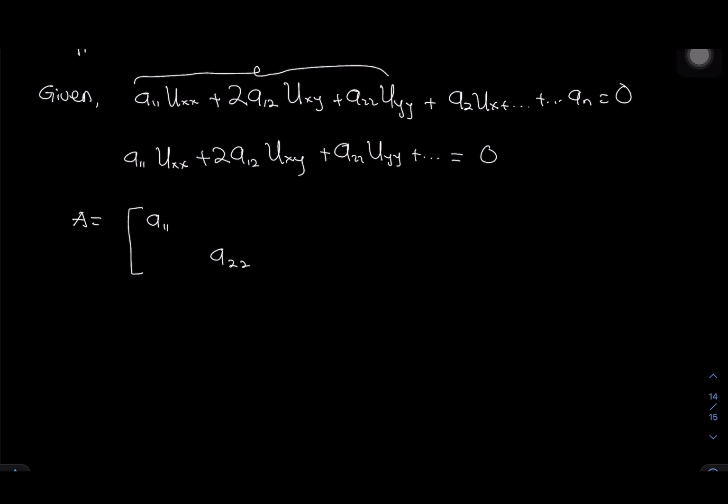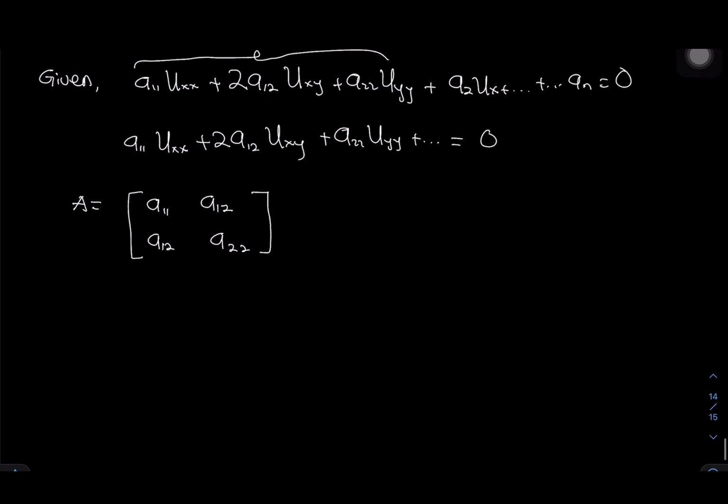And then the non-diagonals are going to be half of whatever you have here. So all the uxy, uxz, uyz, you divide the coefficients by 2, and then you distribute them over the non-diagonals. So here it's going to be a12 and a21, but since this is supposed to be a symmetric matrix, it's just going to be the same a12, right? Good. Then what we're going to do is find the eigenvalues of this.